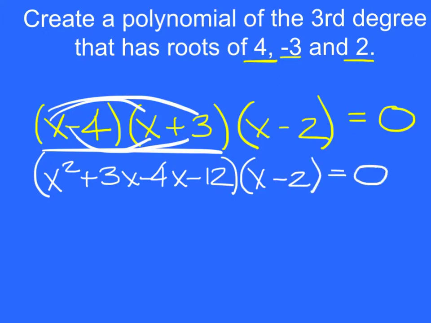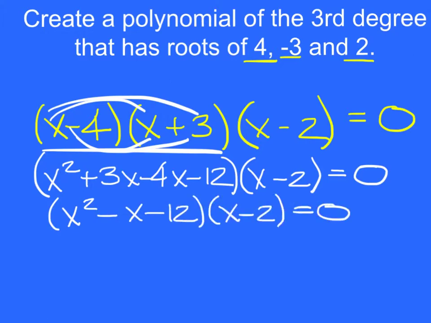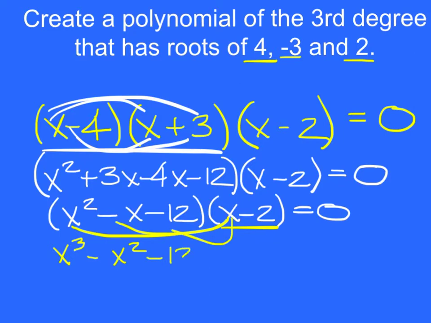Simplify that before you go through and multiply by x minus 2. So that would be x squared minus x minus 12. 3x minus 4x is minus x. Now multiply by x minus 2. So x times x squared is x to the third. X times a negative x is negative x squared. And x times a negative 12 is negative 12x.